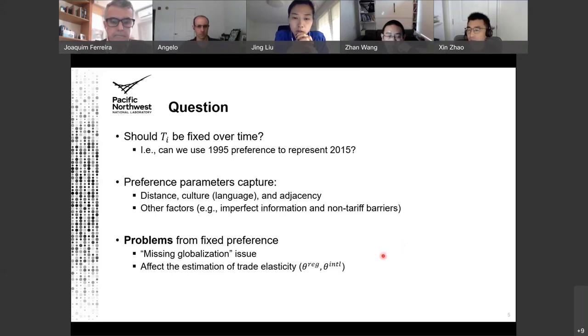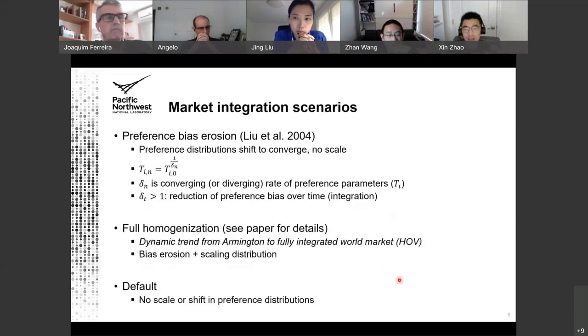So that means assuming those factors to be fixed could cause issues such as a missing globalization issue. And also it may affect the estimates of related trade parameters. So in this study, we are motivated to explore market integration scenarios within this Armington framework. But as we know, there was a study almost 2 decades ago from now. It depicts this preference bias erosion, saying that the Armington preference bias could be changing over time, and there could be a trend of market integration.